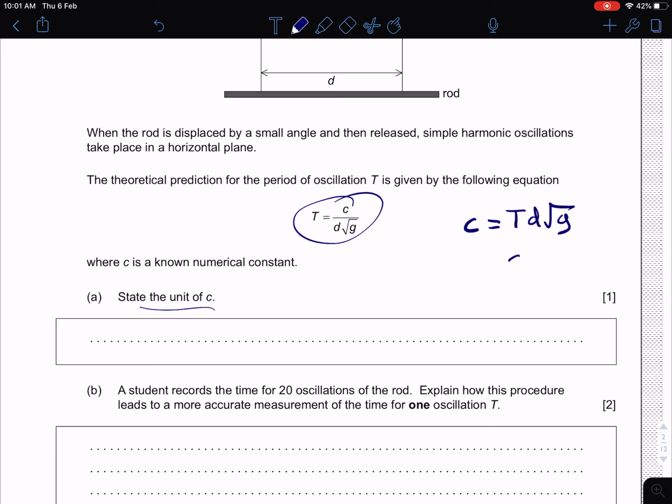C equals T d root G. T is in seconds, D is in meters, and G is in meters per second squared, so meters per second to the minus 2. We're taking those out of the square roots. The square root is the power of a half, so that's seconds, meters, meters to the half, seconds to the minus 1. And the seconds cancel, which gives us a unit of meters to the 3/2.